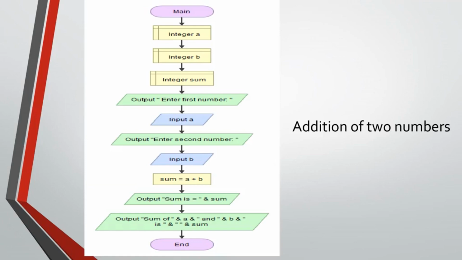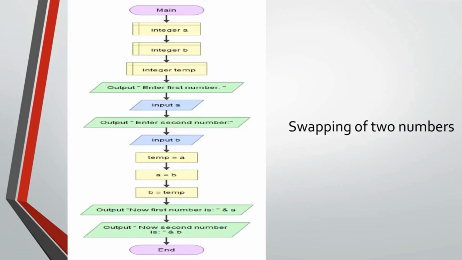Addition of two numbers. Using three declare statements, A, B and sum variables are created. Using two output statements, two prompts are created for first and second numbers. The user inputs are taken from the keyboard and stored in A and B variables. The two numbers are added and the result is stored in sum variable. This is done through an assign statement. Lastly, sum is displayed in one output statement. Sum along with A and B are displayed in another output statement.